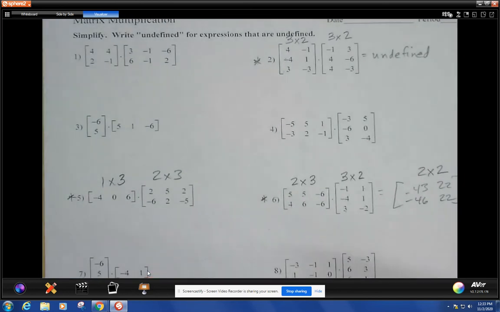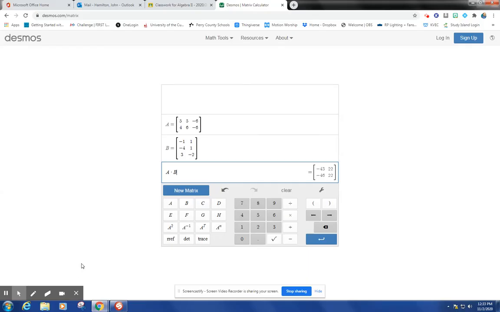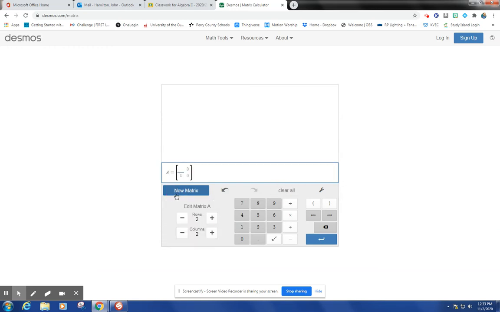So again, let's do what we've been doing already. Let's see if this works out. So I'm going to go back to my matrix calculator. I know we're bouncing back and forth, but it's okay. So I'm going to clear all. I'm going to start with a new matrix, and my first one was a 1 by 3. So 1 by 3. And let's go ahead and type those in, negative 4, 0, and 6. We're going to do a new matrix. Our second matrix was a 2 by 3. So let's do 2 by 3. 2, 5, and 2 is my first row.